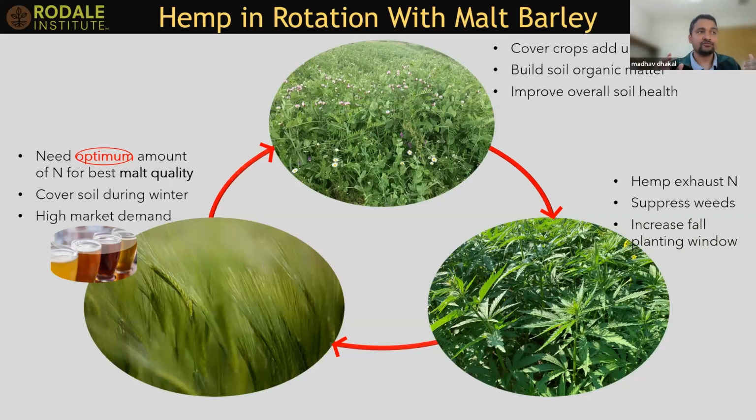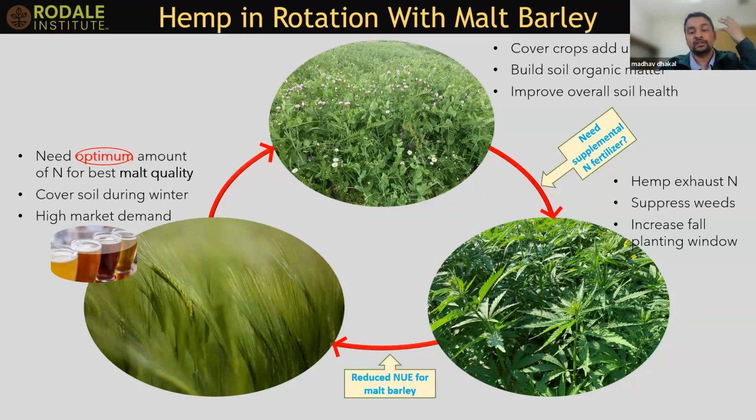You need 9 to 12% crude protein, not more than that. So hemp can modify the nitrogen content in the soil. That means barley can benefit after hemp, and the cover crop adds nitrogen for the hemp. So this type of cycle can be beneficial to build soil health and for overall crop production. So you don't need supplemental nitrogen with the cover crop, and the hemp reduces the nitrogen use efficiency for the malt barley to produce the best malting quality.